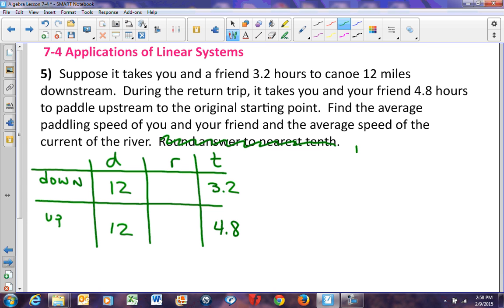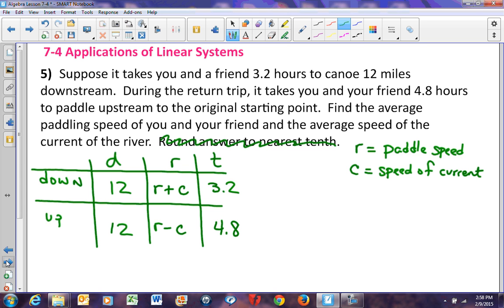So let R equal paddling speed. And I'm going to let C equal speed of current. If you've ever traveled in a river, you know that the current can be quite swift at times. So if you're going downstream, the current is helping you. It's pushing you down the stream. So that's going to be your rate plus the rate of the current. It has to be your rate first. If you are not traveling faster than the current, you're never going to go anywhere. So your speed has to come first. For coming upstream, it's your speed minus the current because the current's pushing against you, so it's slowing you down.